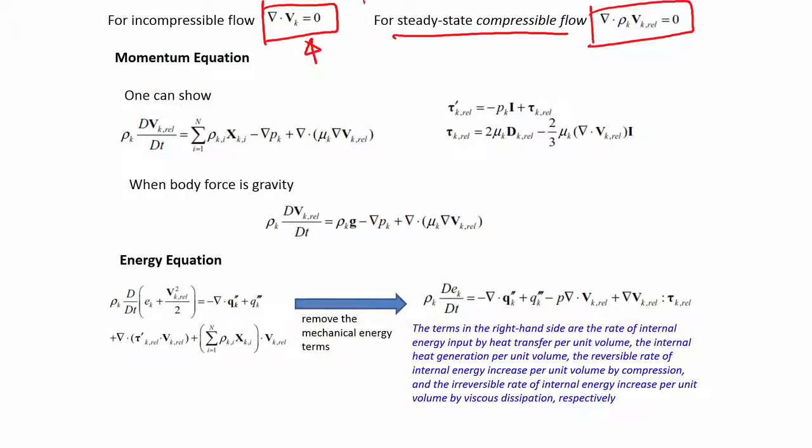Last class, if you recall, we went from the integral formulation to the differential formulation. We did it for the continuity equation, just to show how it reduces to the most common form that you are familiar with: the divergence of velocity is equal to 0 for incompressible flow. For steady state compressible flow it is a little different. Now, let us take a look at the momentum equation.